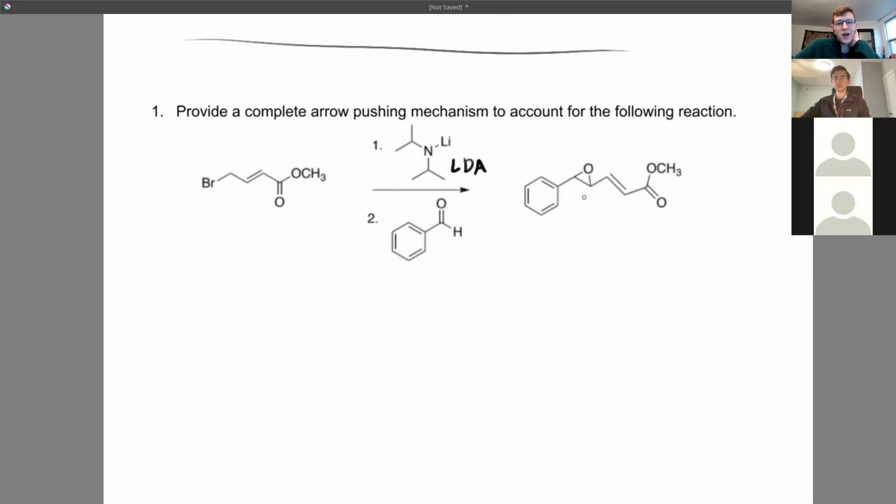Well, okay, there's no epoxide. Well, let's see. We don't know a lot of ways of making epoxides, right? One of them is MCPBA, but we don't have that. So it must be the other way, which means, let's see, what are we doing?